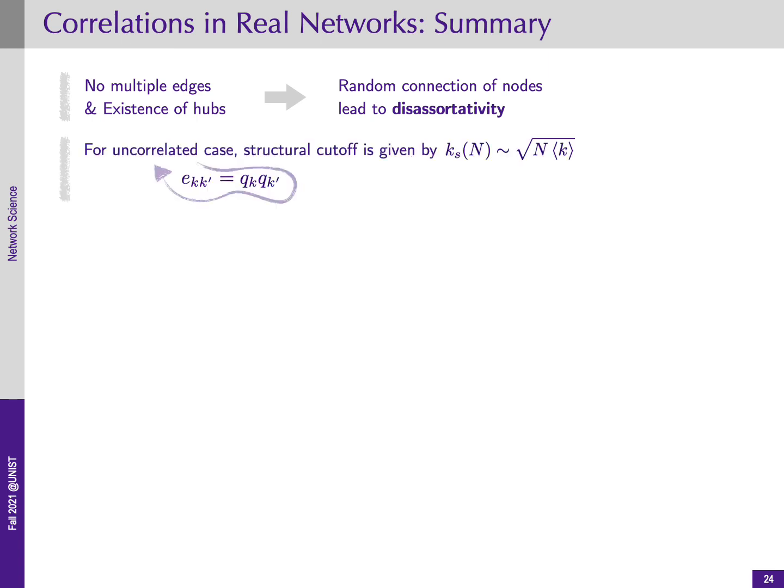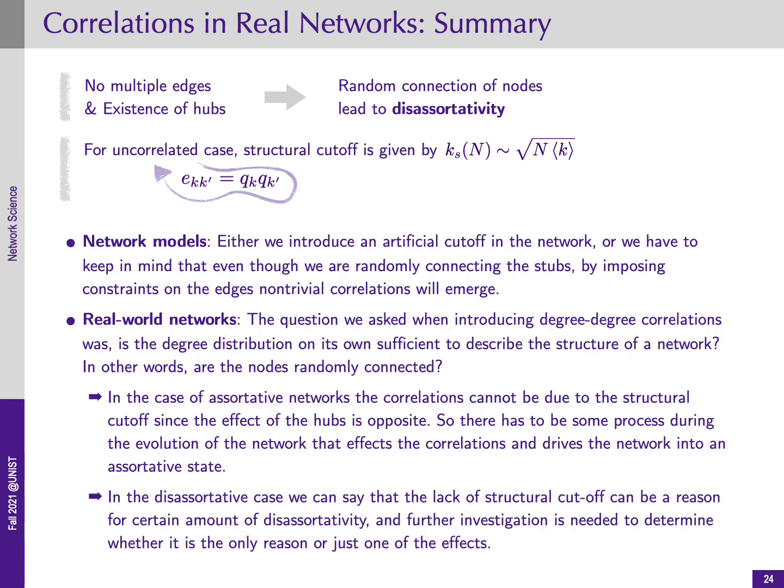Okay. For a neutral network, the structural cutoff is given by the square root of the size of the network times the average degree. So if you really want to construct a neutral, uncorrelated network in models, you have to either introduce an artificial cutoff in the network, or you have to keep in mind that even though you're randomly connecting the stubs, by imposing constraints on the edges, non-trivial correlations will emerge. Okay, so structural disassortativity is a kind of default.